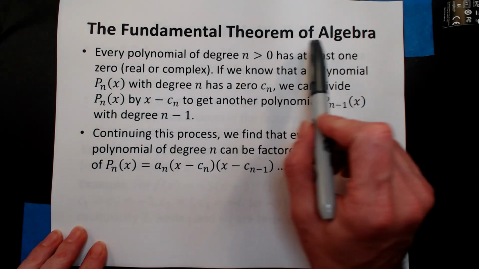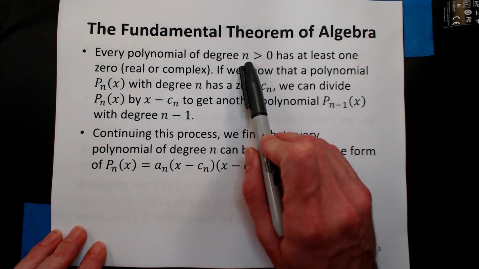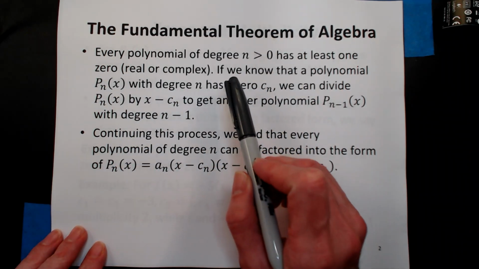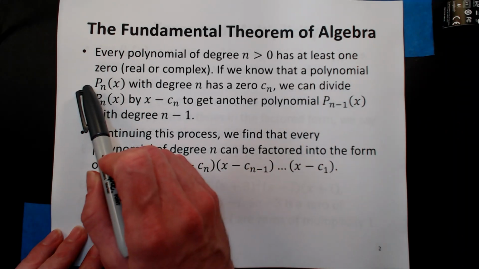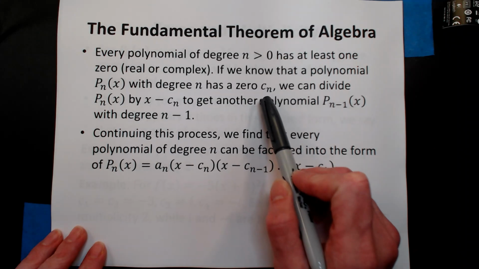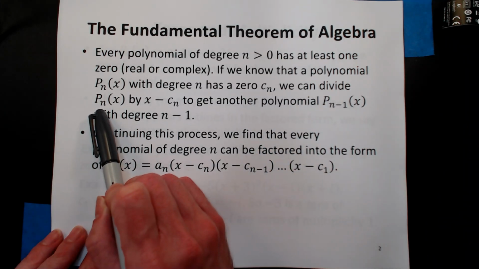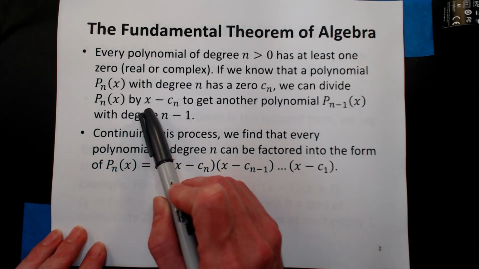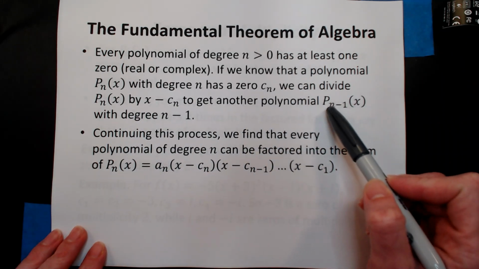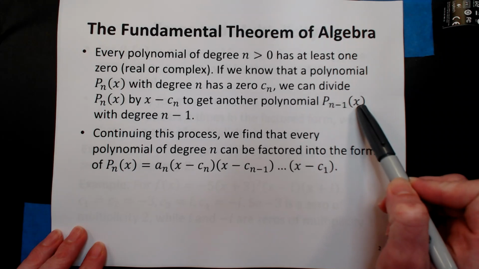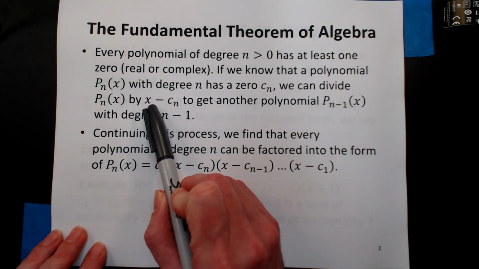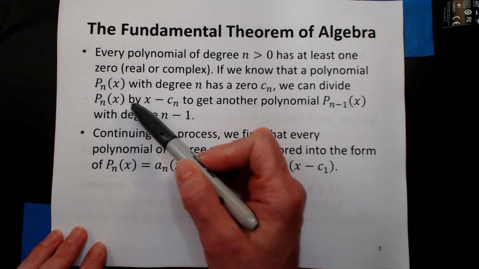The fundamental theorem of algebra: every polynomial of degree n greater than 0 has at least one zero, real or complex. If we know that a polynomial p sub n of x with degree n has a zero c sub n, we can divide p sub n of x by x minus c sub n to get another polynomial p sub n minus 1 of x with degree n minus 1. So in other words, if we divide it by one linear factor, we reduce the power of the polynomial by 1.